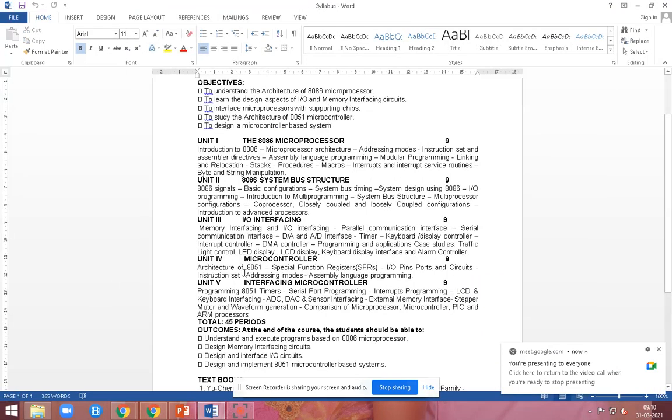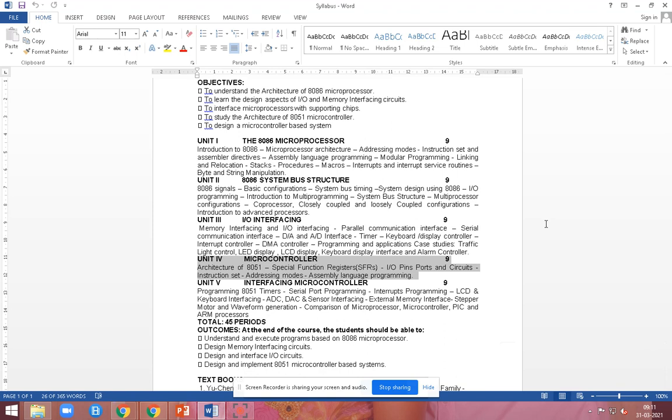So today, third unit, sorry, fourth unit we are going to start, microcontroller. In the fourth unit you will be seeing microcontroller, that is architecture of microcontroller, special function register, SFR, interrupt, addressing mode and assembly language programming. So these are the topics covered in the microcontroller, fourth unit. The fifth unit is the interfacing of microcontroller.